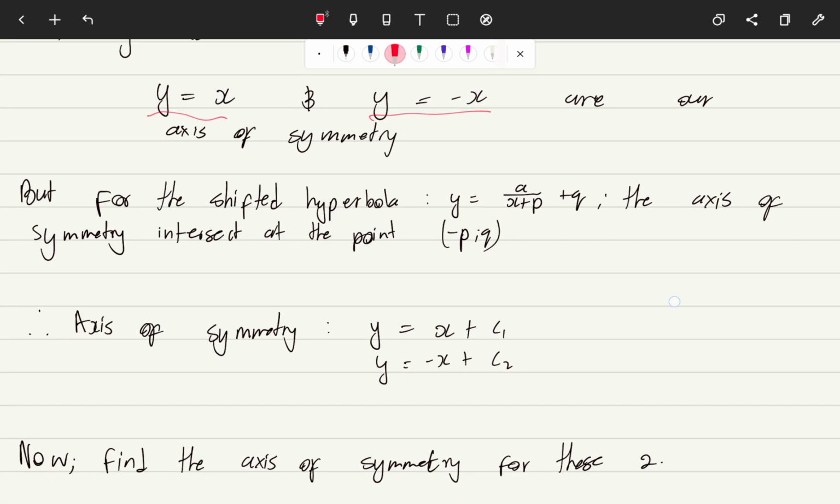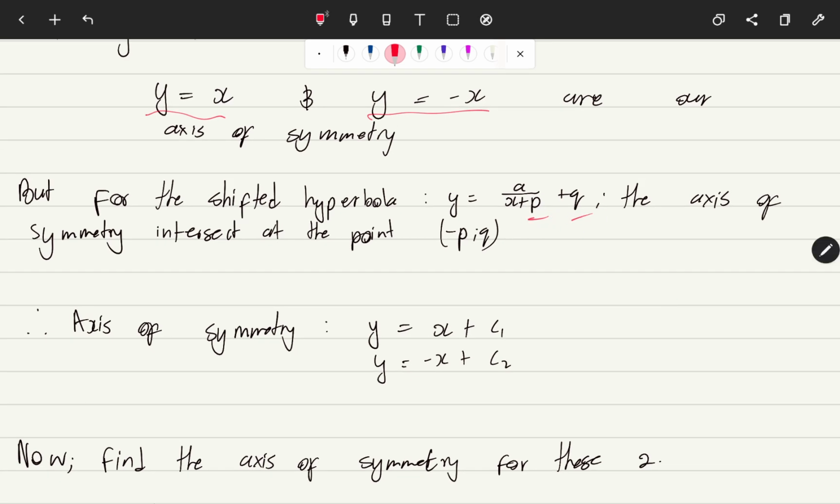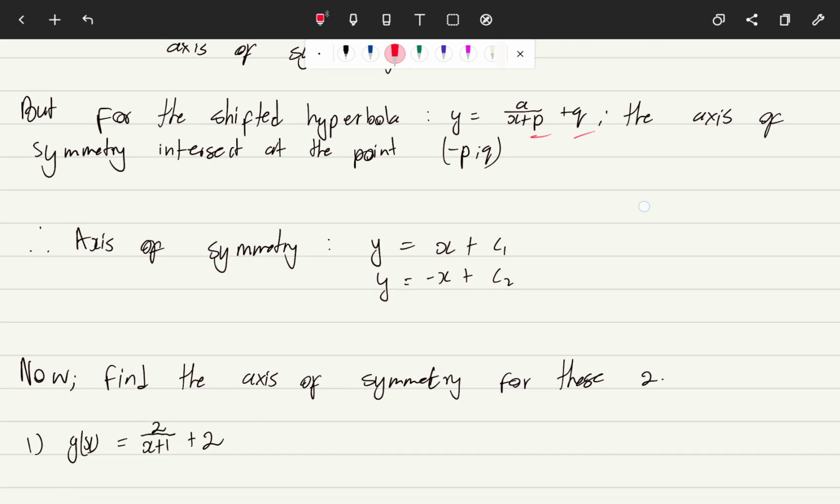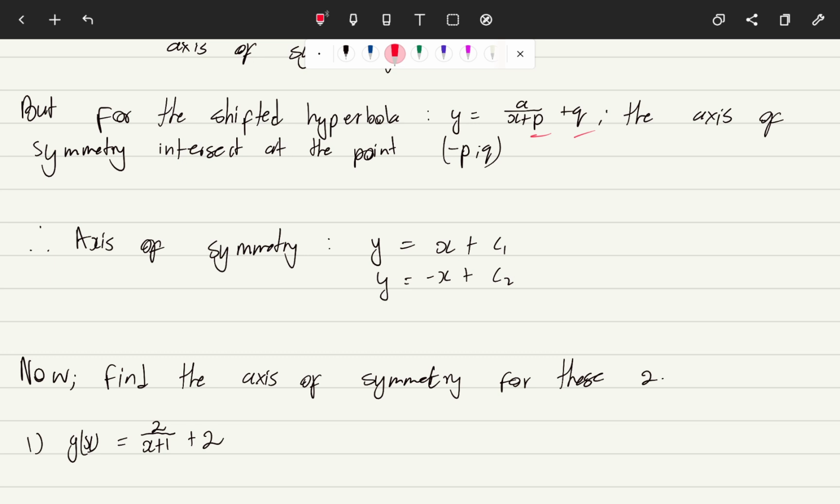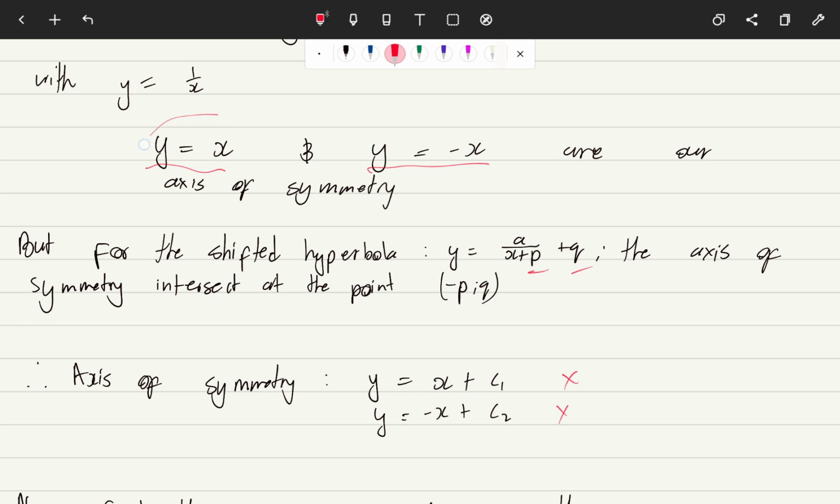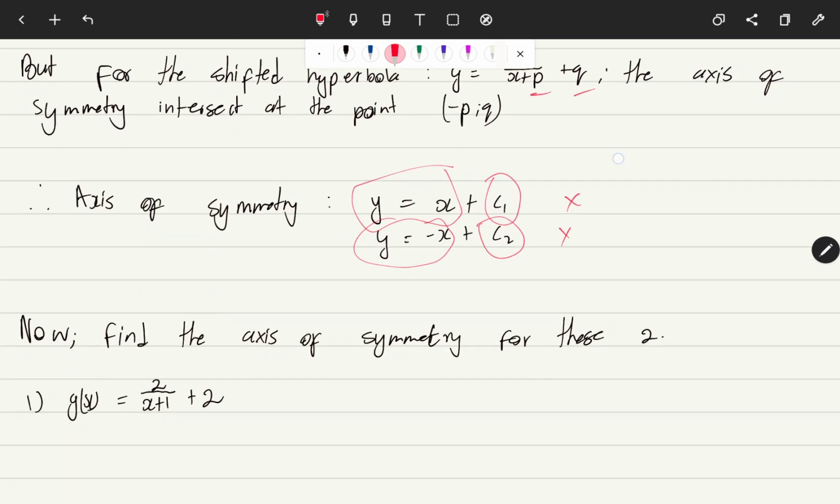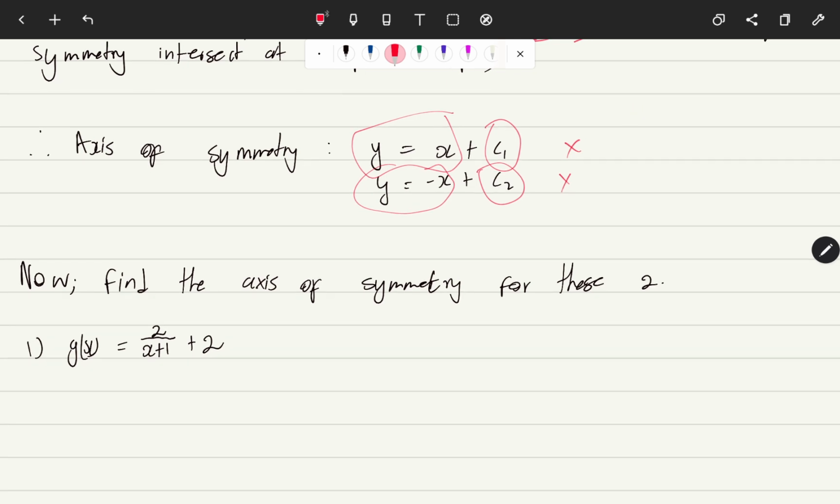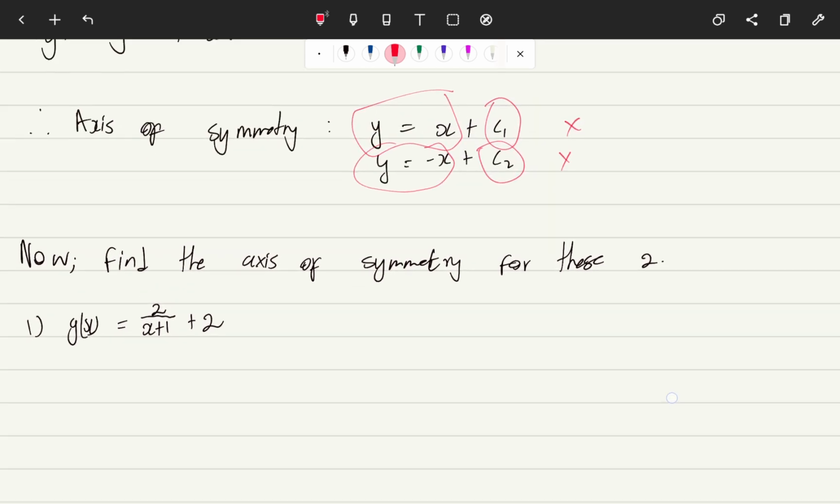Now with the introduction of p and q, I mean, q has always been there, so I can just say with the introduction of p, there are our equations of symmetry. If you look here, we still have that positive gradient y equals x, and there it is. We still have y equals minus x, there it is, and this is the constant number 1 and constant number 2. So let's try to find our equations of symmetry now.